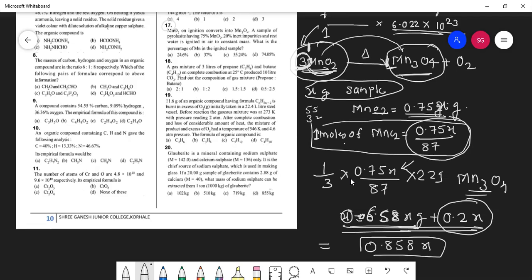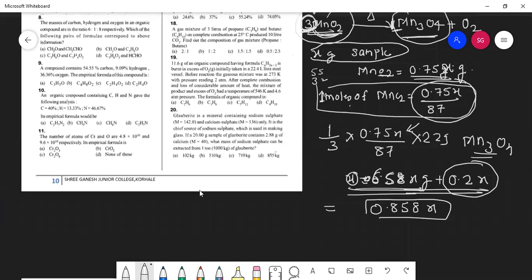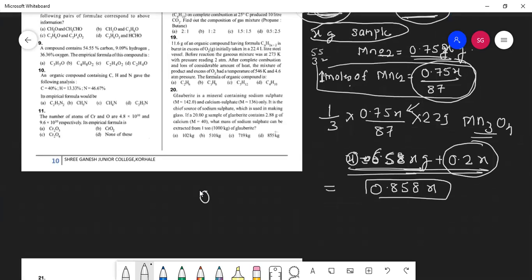And out of that, how much is the manganese that you need to find out? Sir, how 0.858? First we got 0.658 plus 0.2. How much will you get? Because this will be considered as 0, correct? So the total impurity we got is this much.